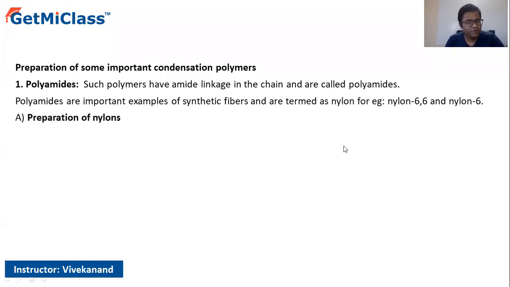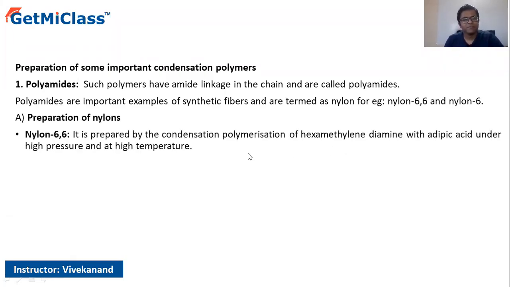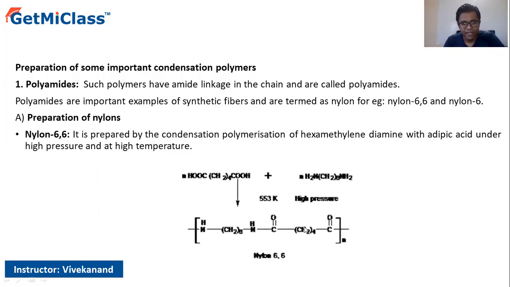So let's observe the preparation of nylon. The first one is that nylon 6,6 is prepared by condensation polymerization of hexamethylene diamine with adipic acid under high pressure and high temperature. So we have this particular sequence which we have already discussed. Correct. So here is our adipic acid, and at this particular corner is our hexamethylene diamine. So the reaction occurs with the elimination of n number of water molecules, right? So let's observe the next one now.